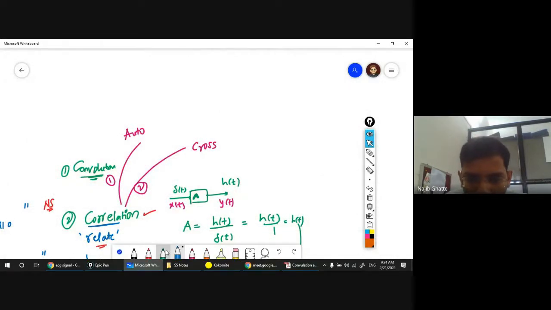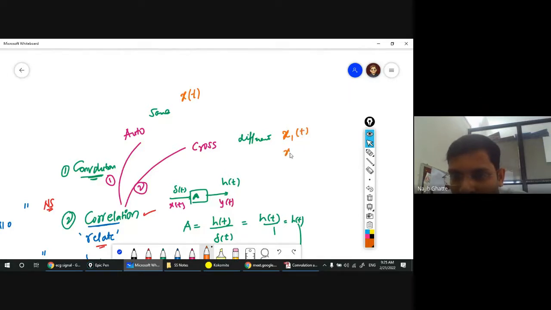In case of auto, same signal. In case of cross, different signals. Understood, sir? So this gives me a hint: when the examiner talks about autocorrelation, he will give you only one signal in the question, as x of t. Yes or no? Yes. But when he talks about cross correlation, he will give you two signals, x1 of t and x2 of t, because he is going to speak about cross correlation. Is it clear to you, sir? What's the meaning of auto and cross? You will be given only one signal because you have to perform correlation of the same signal, and in cross it is like x1 of t and x2 of t.